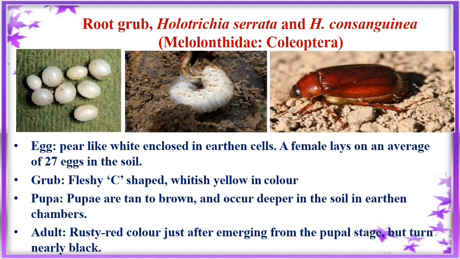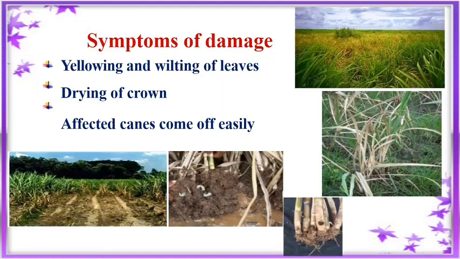Here the first or early instar larva of this grub attacks the rotten FYM or rotten manures present in the soil. Then later instar larvae attack the roots and rootlets. The larva is C-shaped. This is the important characteristic of this larva.